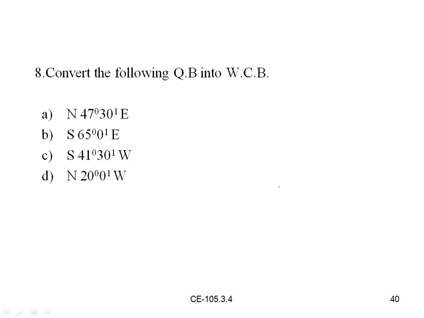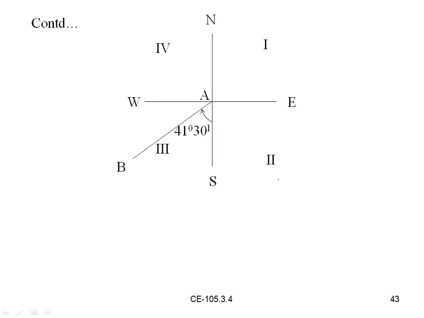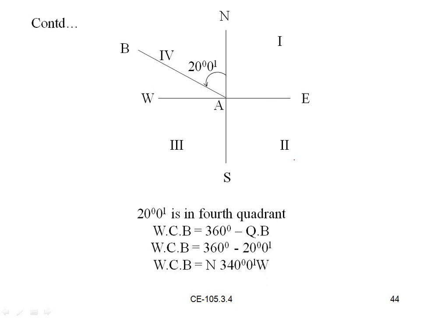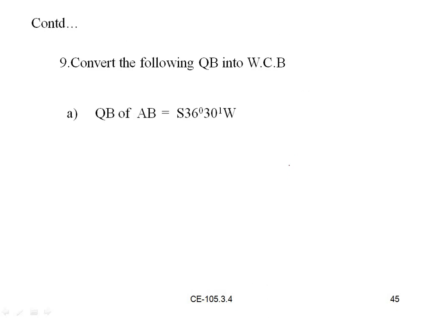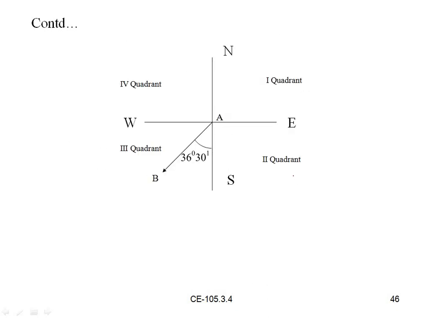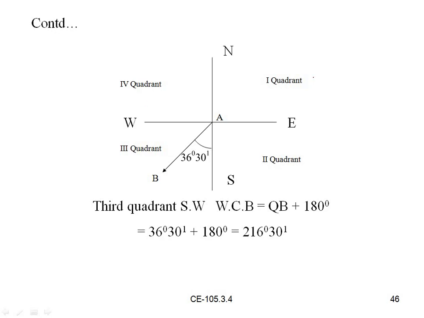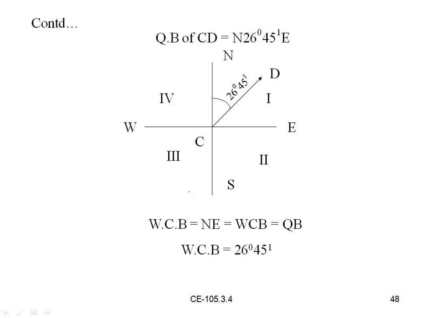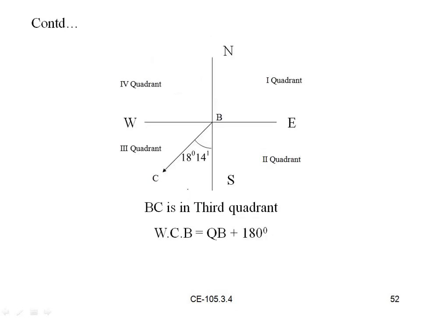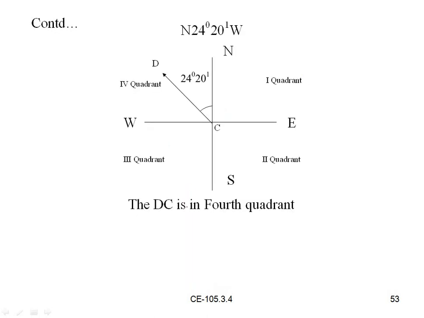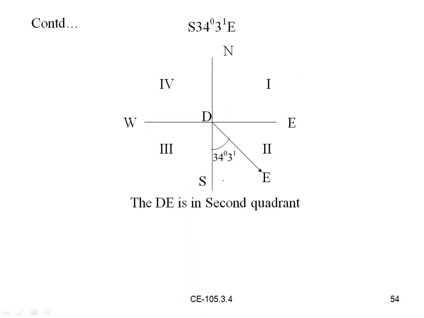Okay. So this is regarding the conversion of whole circle bearings into reduced bearings and quadrantal bearings to whole circle bearings. So we have to remember only one thing: first quadrant, second quadrant, third quadrant, fourth quadrant. As per this principle, we have to follow the formulas. I hope everyone has understood. So these problems are very important.